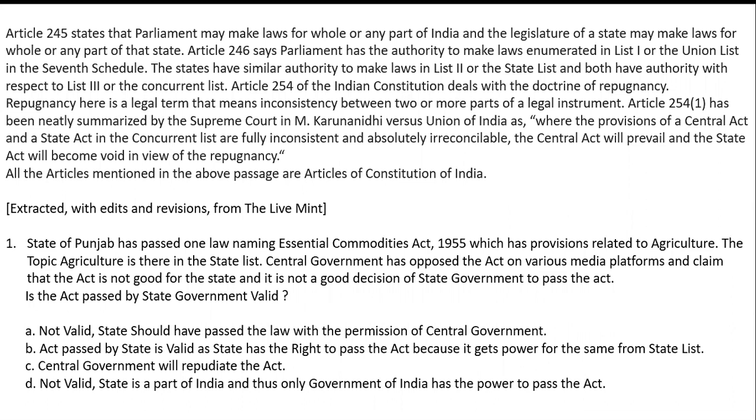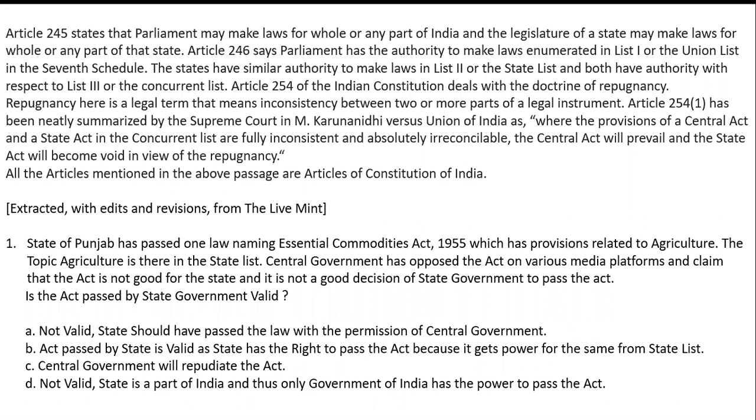In this question, the state of Punjab has passed a law, the Essential Commodities Act 1955, with provisions related to agriculture. The topic agriculture is in the state list. So by virtue of Article 246, it becomes clear that if the topic is in the state list, then the state has the right to make law on that particular topic.